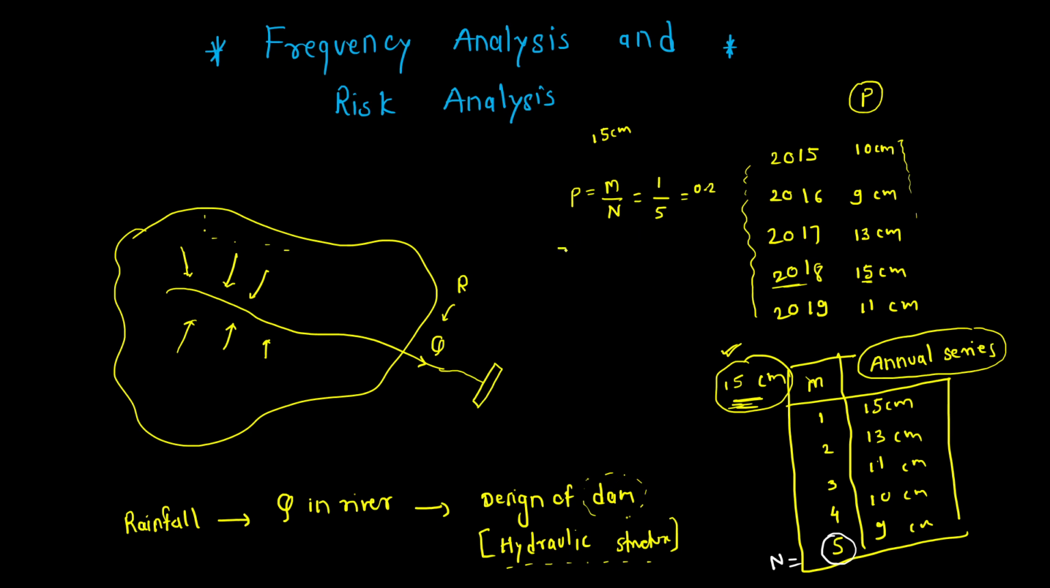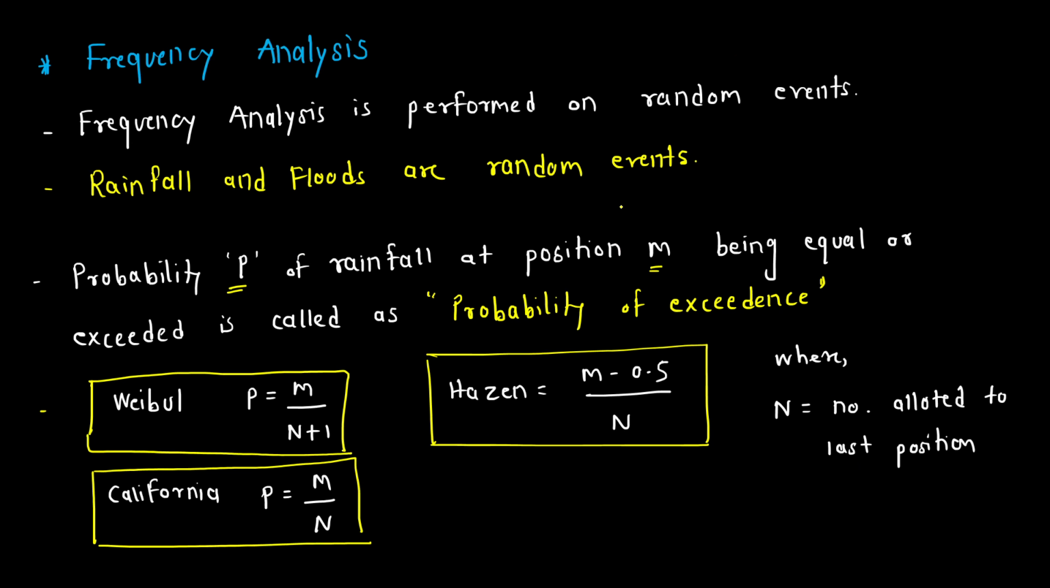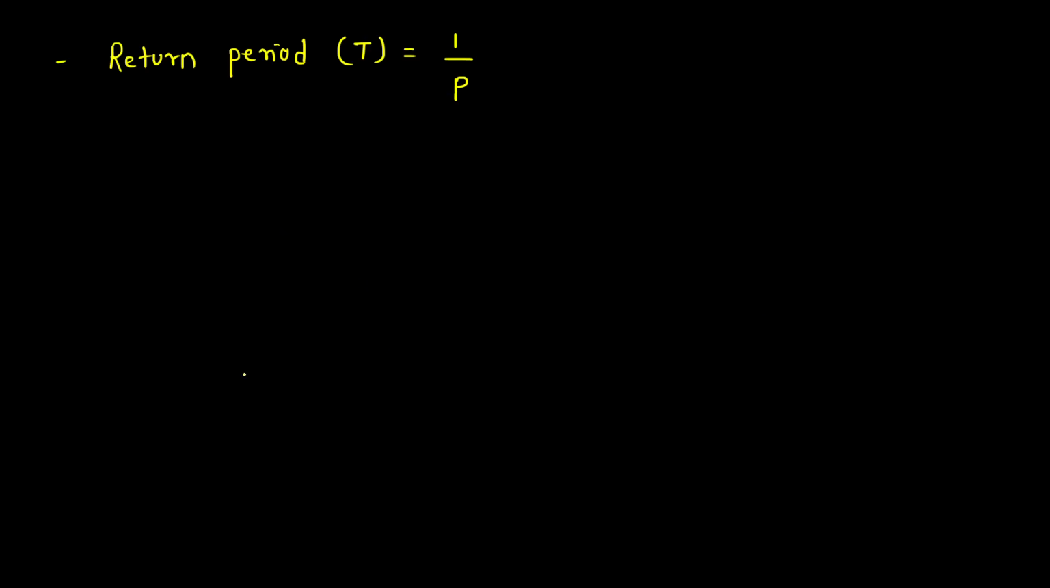Now what is the recurrence period? After how many years can this 15 centimeter rainfall occur? We calculate it as 1 by P. 1 by P means 5 divided by 1, that is 5. So after 5 years, this 15 centimeter rainfall can repeat. This is the value of the return period. Once we solve problems from this, it will be more clear. Right now just get a basic conceptual understanding. Okay, we'll just write down the procedure.